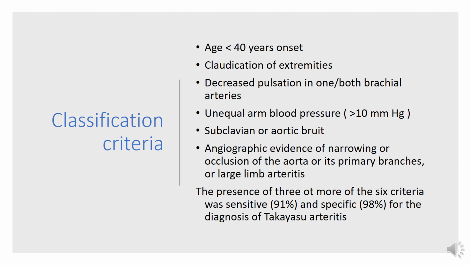Classification criteria for Takayasu arteritis: age of onset less than 40 years, claudication of extremities, decreased pulsation in one or both brachial arteries, unequal arm blood pressure of more than 10 mmHg, subclavian or aortic bruit, angiographic evidence of narrowing or occlusion of the aorta or its primary branches, or large limb arteritis.